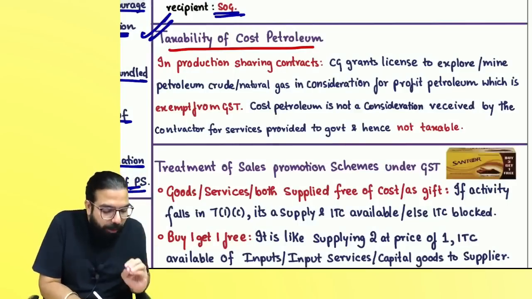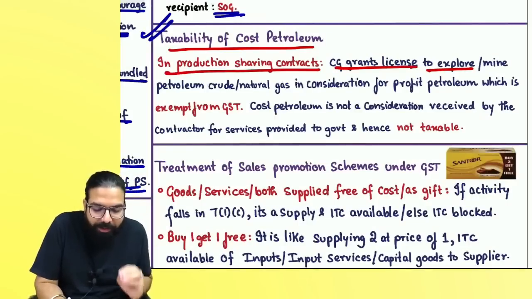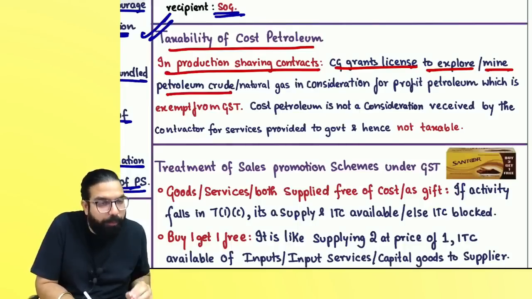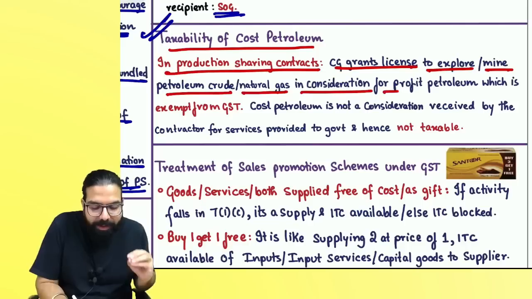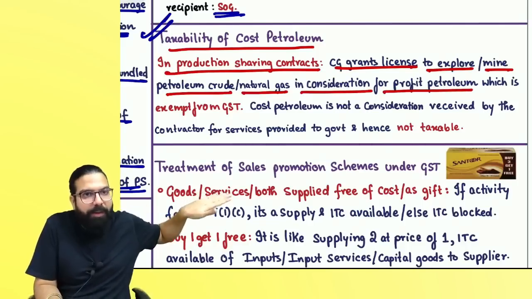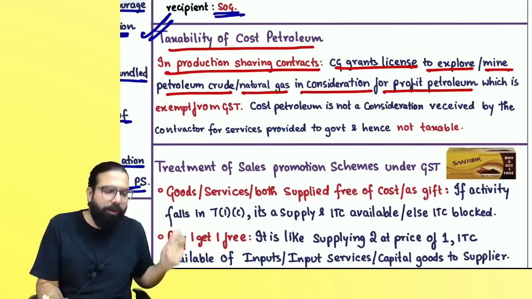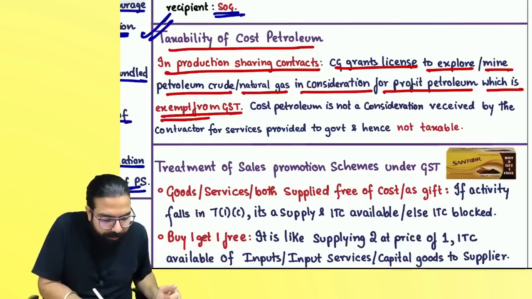Sir, in a production sharing contract, the central government licenses us to explore or mine petroleum crude or natural gas in consideration for profit petroleum. What do we give, everyone? We give royalty also, and we give profit petroleum also, which is exempted from GST.